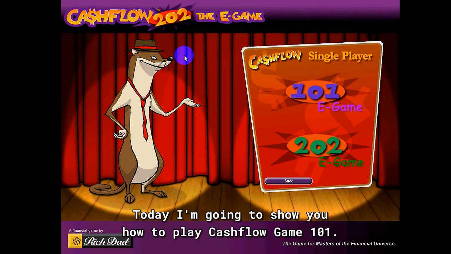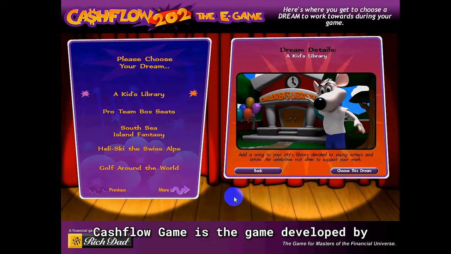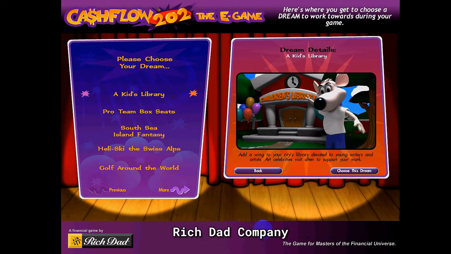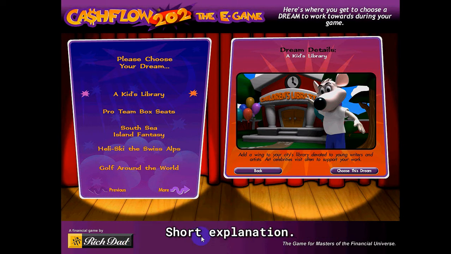Today I'm going to show you how to play the CashFlow game, CashFlow 101. So what is the CashFlow game? CashFlow game is the game developed by Rich Dad Company that teaches you how to be smarter with your money, in short.